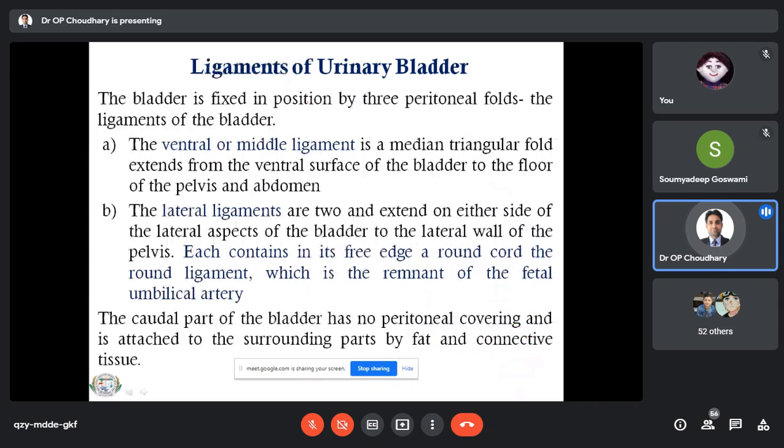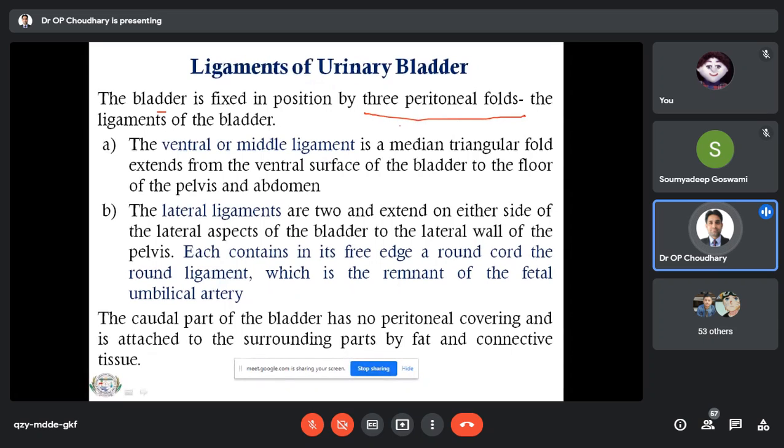Then what are the different ligaments which are present in the urinary bladder? This is very, very important. There are several ligaments related to the urinary bladder. The function of these ligaments is to fix the urinary bladder in its position. To fix the urinary bladder in its position, there are three peritoneal folds.